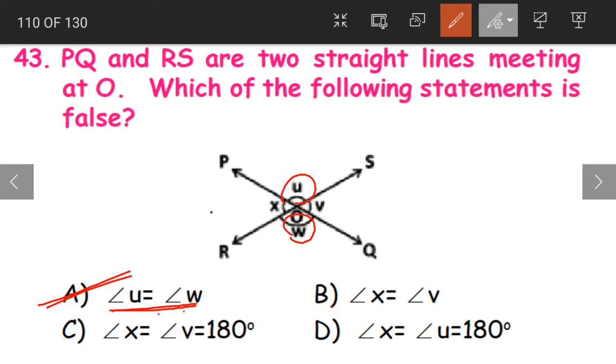Next, coming to B, angle X is equal to angle V. Again, angle X and angle V are also opposite angles. They are also congruent, that is, both angles are equal. So statement B is also true.